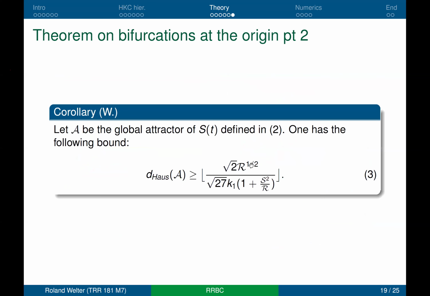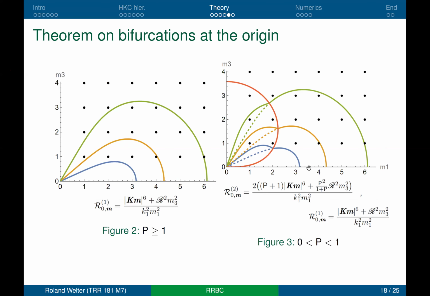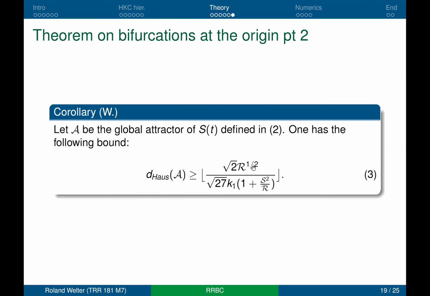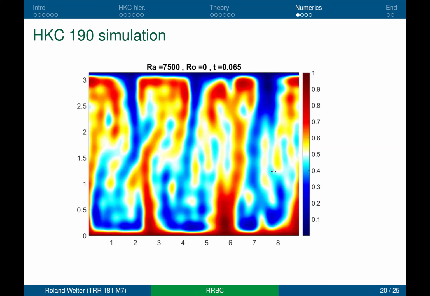When a bifurcation occurs, the unstable manifold of the origin increases in dimension. And so you get this lower bound by studying how many of these bifurcations occur at a given Rayleigh number, and you get this lower bound, which is a 1/2 power of the Rayleigh number. Okay, and then I did some numerical studies.